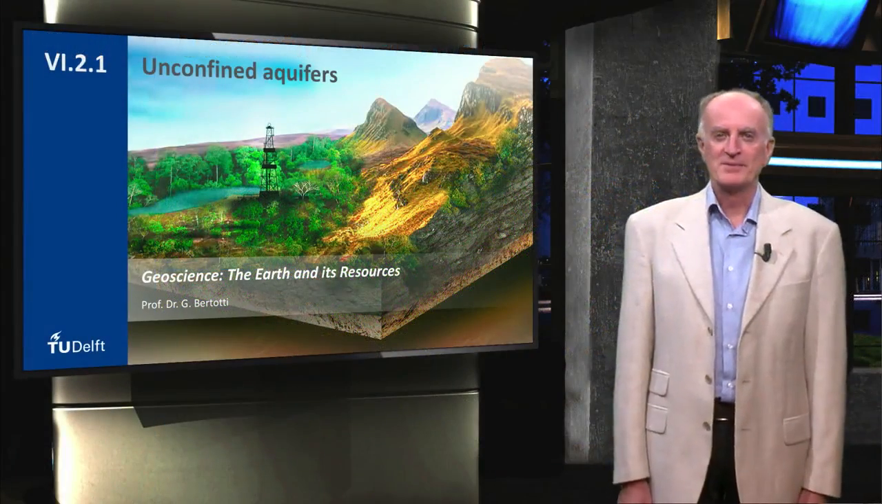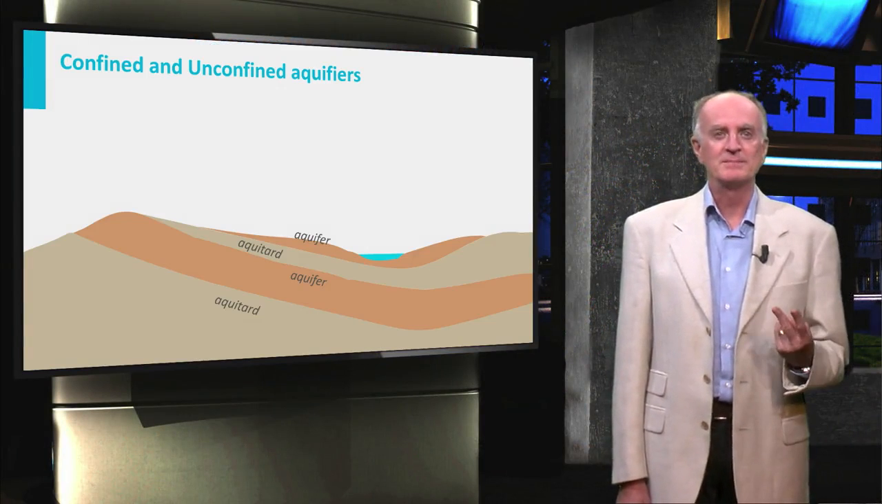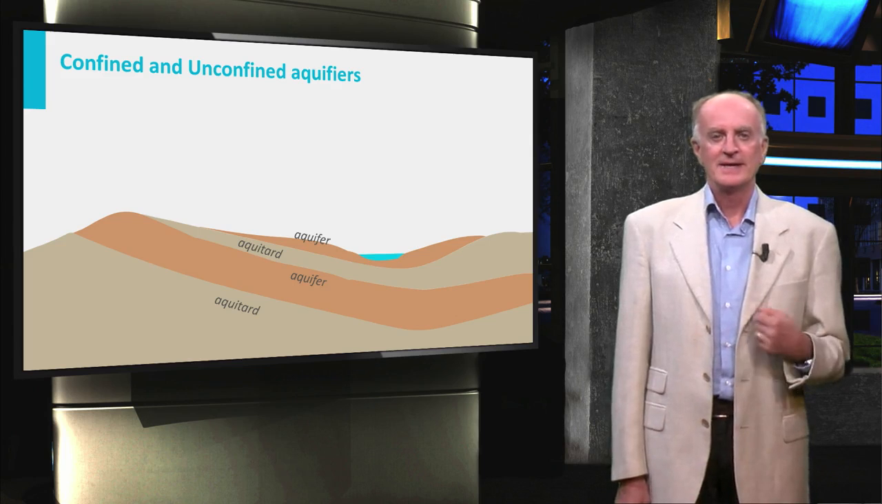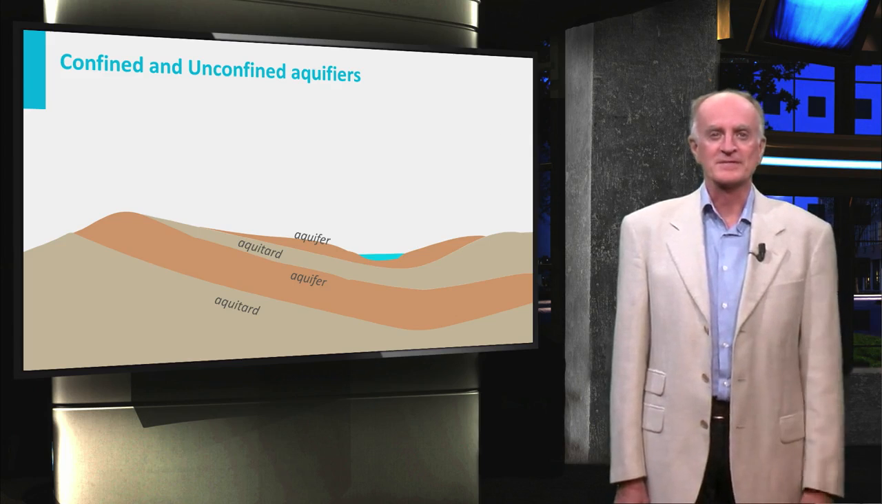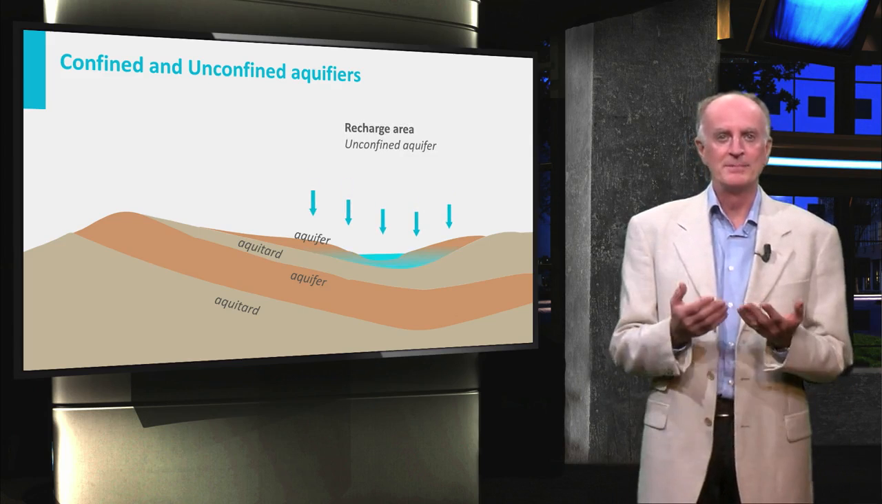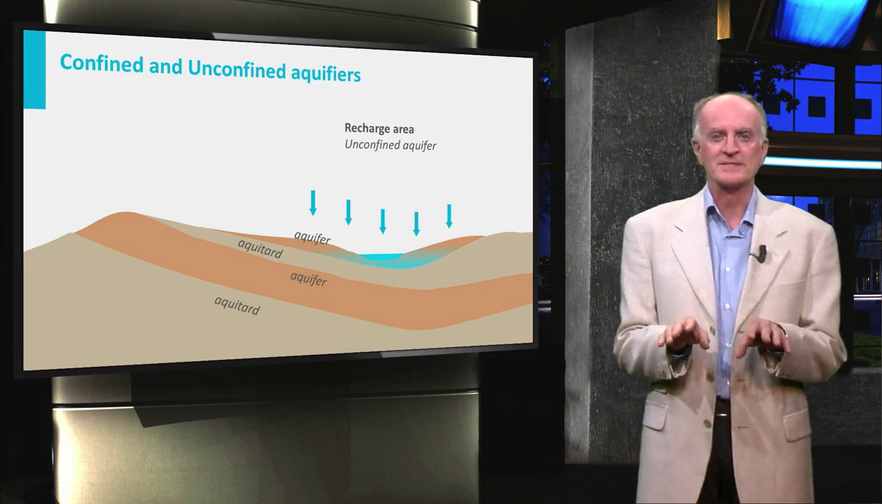Welcome! In previous clips, we have shown how water can be stored in two types of aquifers, unconfined and confined. In this video, we focus on the first type. Unconfined aquifers develop when the uppermost part of the Earth's subsurface is formed by permeable rocks.